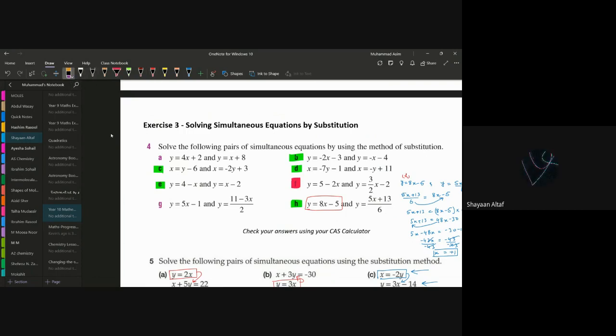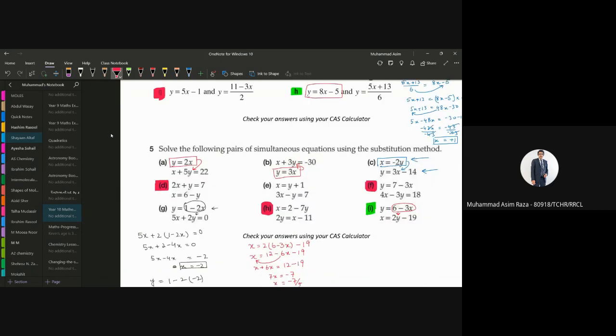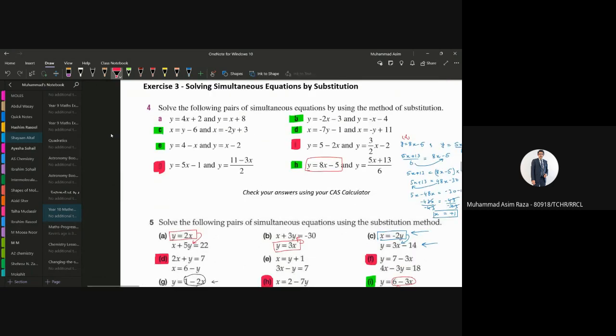Can you just give me a whole review? Which questions is it? The questions which I have highlighted in red color, like question number 4G, 4F, and 5D, 5F, 5H. Okay. So these are five questions in total.